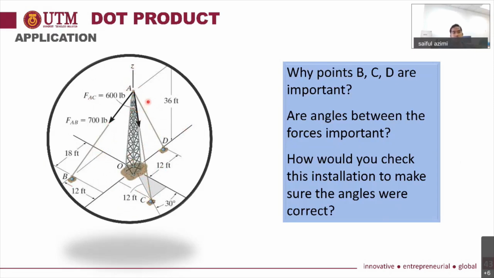The second one: are the angles between the forces important? Yes, it is important because based on that angle, you will define the position of the cable placement in the ground. So how will you check this installation to make sure the angles were correct? How do you ensure that the angle you are using to keep the tower intact on the ground is correct? You need to use the dot product.